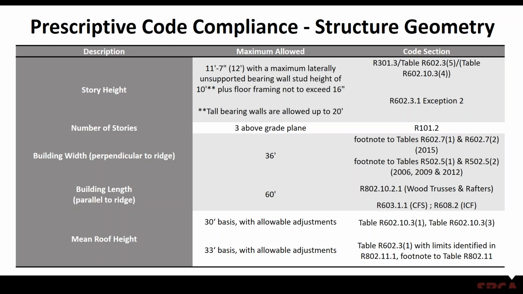And then mean roof height, depending again what we're looking at, it varies by what table you're looking at in the building code. The basis is 30 feet if we're talking about braced walls, so lateral load applied to the building. But mean roof height, if we're talking about uplift, then they use a basis of 33 feet. And for both, there are allowable adjustments that allow you to go a little bit taller than that as well.